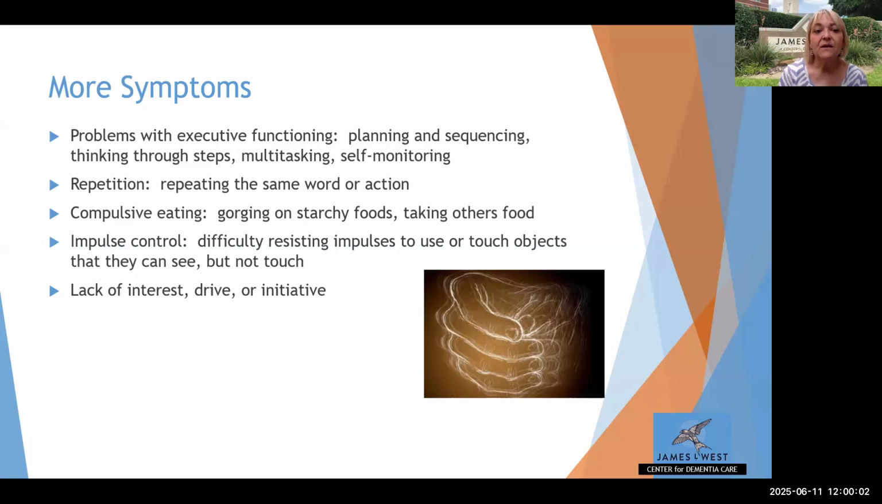Repetition, we can see that. Compulsive eating, gorging, especially on starchy foods, is pretty common. Taking other people's foods, pretty common, just reaching over and taking other people's food. That's part of the impulse control. Having a hard time resisting impulses, touching things, reaching out and touching people, wanting to hug, kiss, lick on other people. Had people tell me that before about licking. Lack of interest, drive, or initiative. That's also some of the apathy.